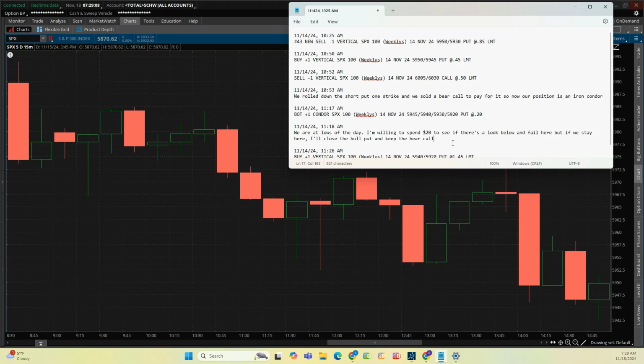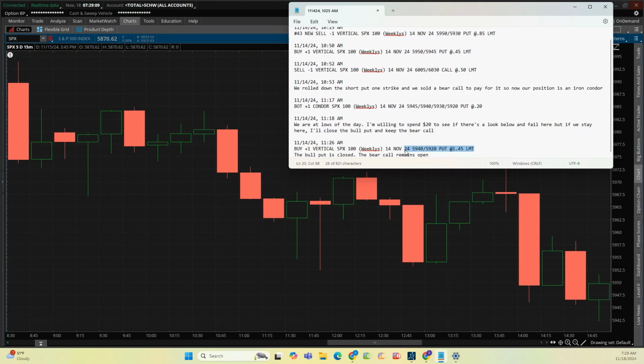I really needed a bounce. We didn't get it, so ultimately I wound up just closing that out. I took the loss on the bull put, and I took the profit that there was on the bear call. The bear call was helpful for covering some of the loss. Had I not done these adjustments and just let it go, then the loss would have been greater.